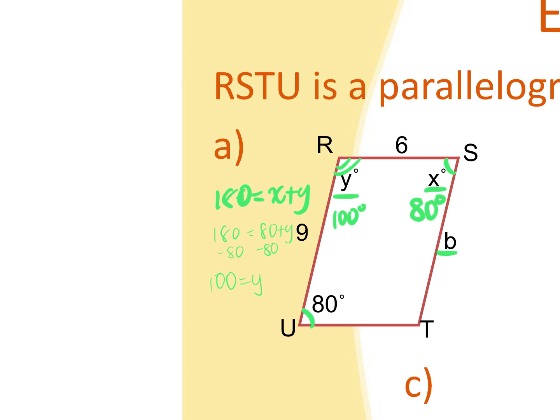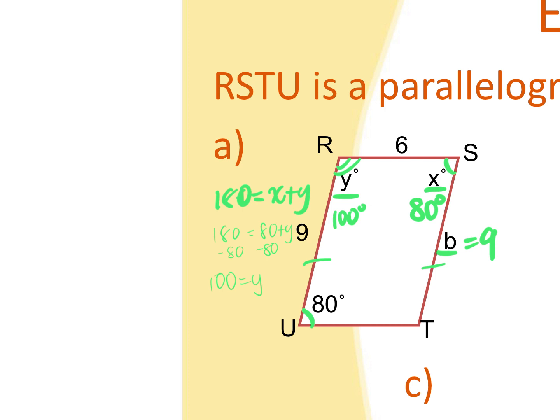What else can we figure out? We have one more thing, which is B. Ronnie? Excellent. How did you know that B was just 9? RU is also 9. Very good. Okay. Yeah, Ronnie.